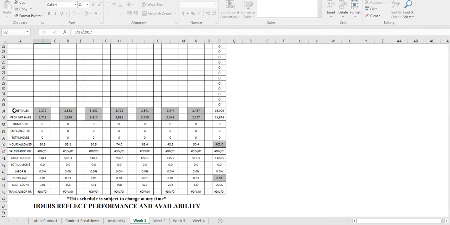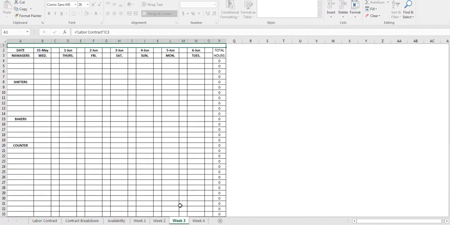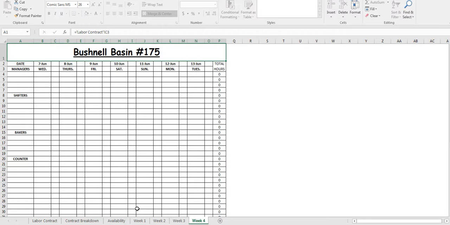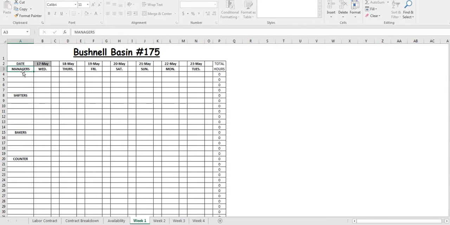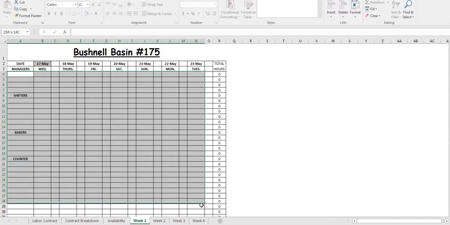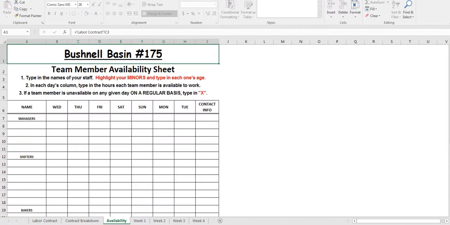The second cool thing is this bottom part you no longer have to do anything with. It directly pulls last year's sales from your labor contract, and it directly pulls your projections, your labor budget, and your guest check average projection from that labor contract for each individual week. So once you get to the scheduling part of it, all you're really worried about is the actual schedule. So it should save you some time at that point.